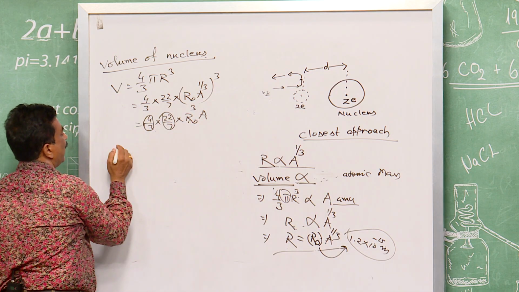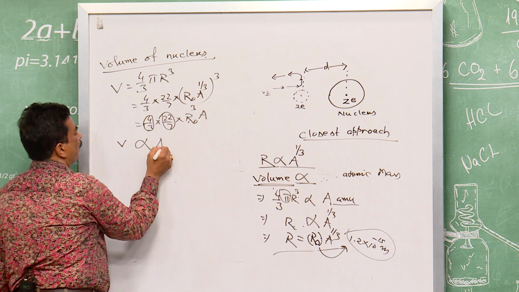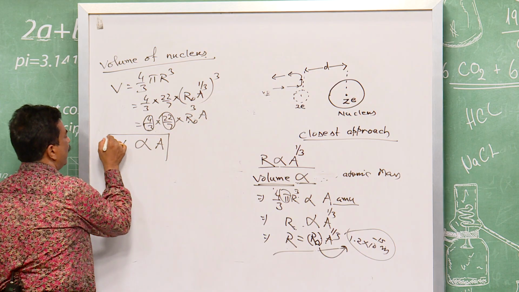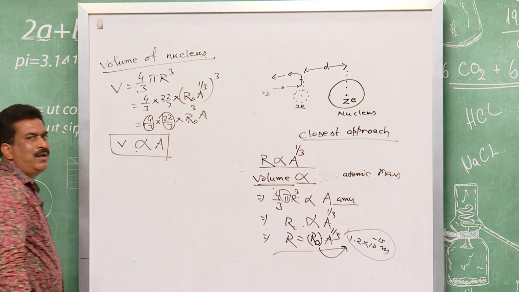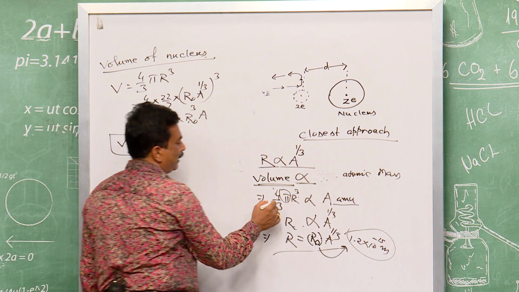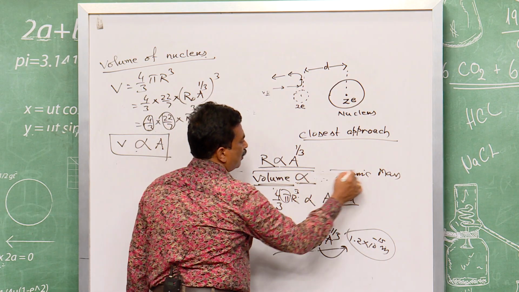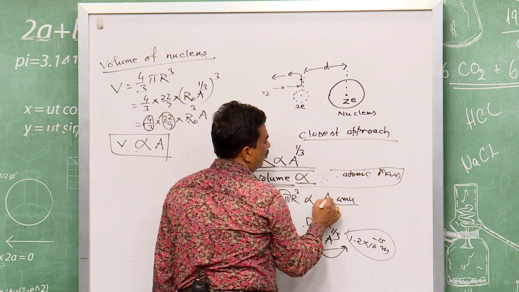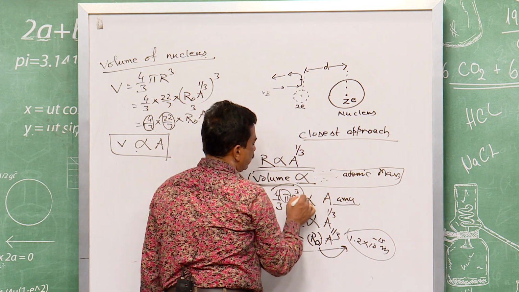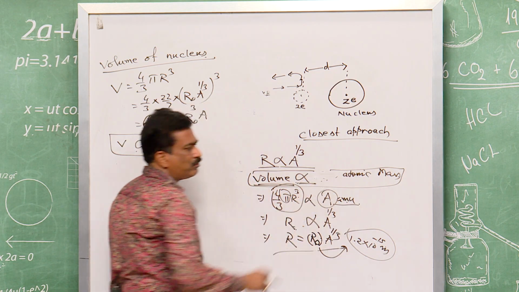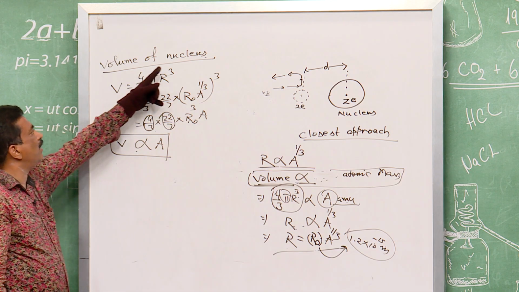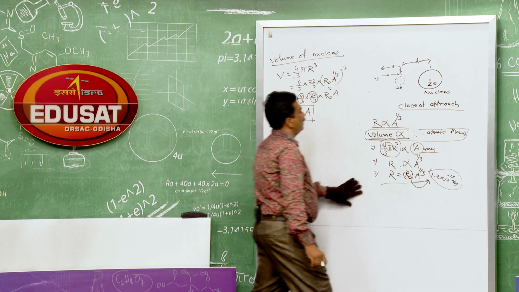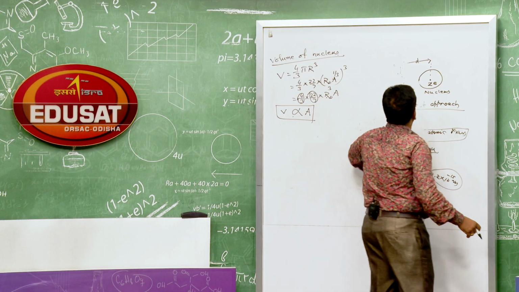So we can say that V is proportional to A, which means the volume is proportional to the mass number. As we have written, the volume is proportional to its atomic mass, and this mass is the mass number, A amu. So V is proportional to A. This is the volume of the nucleus. Next we will find what its density will be.